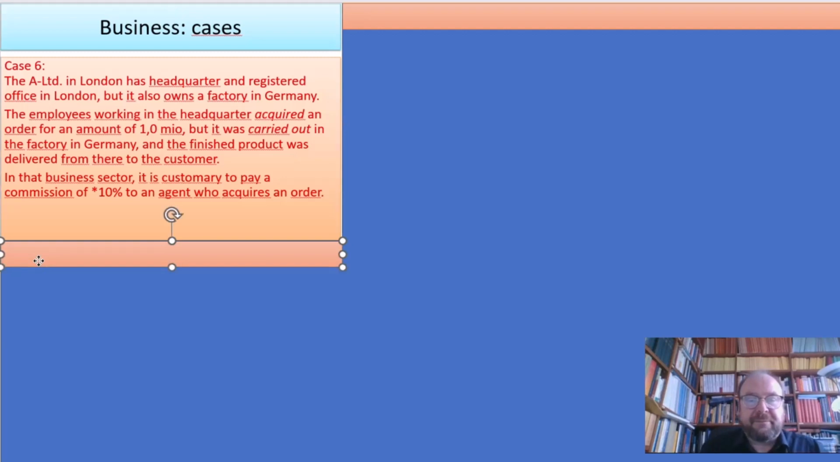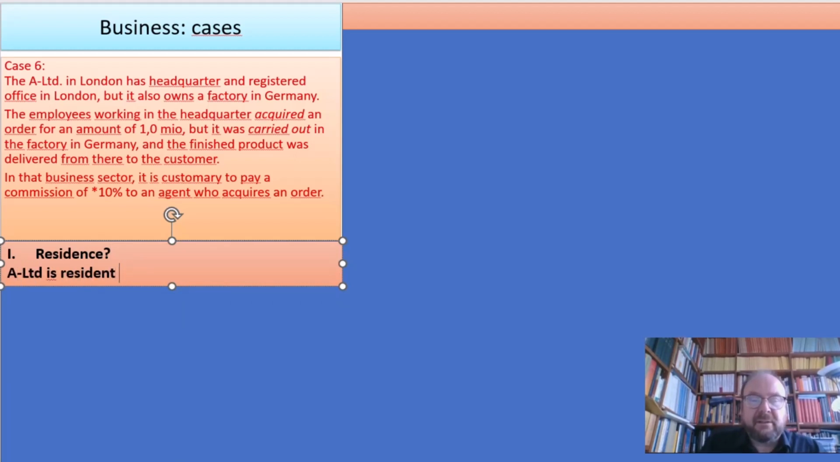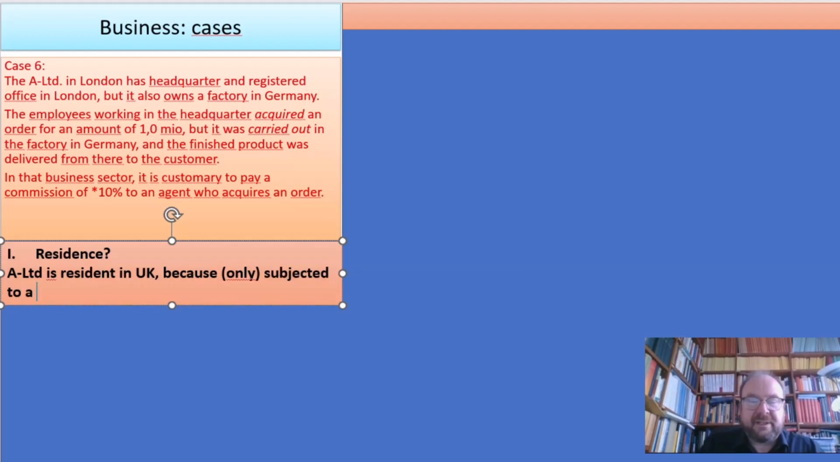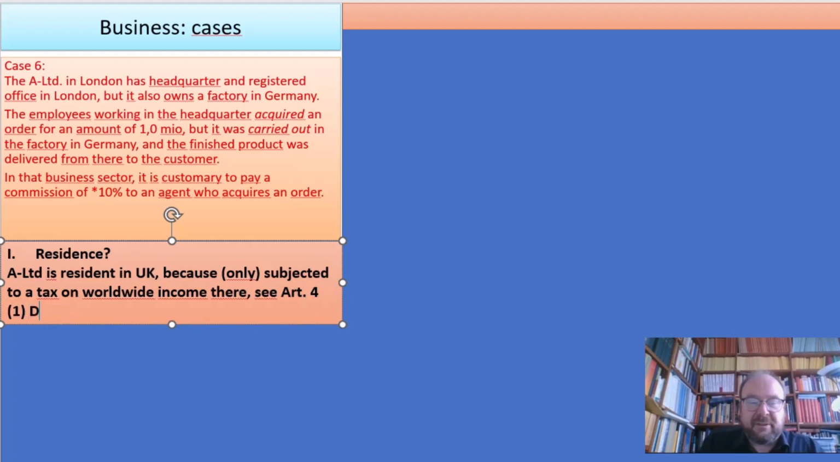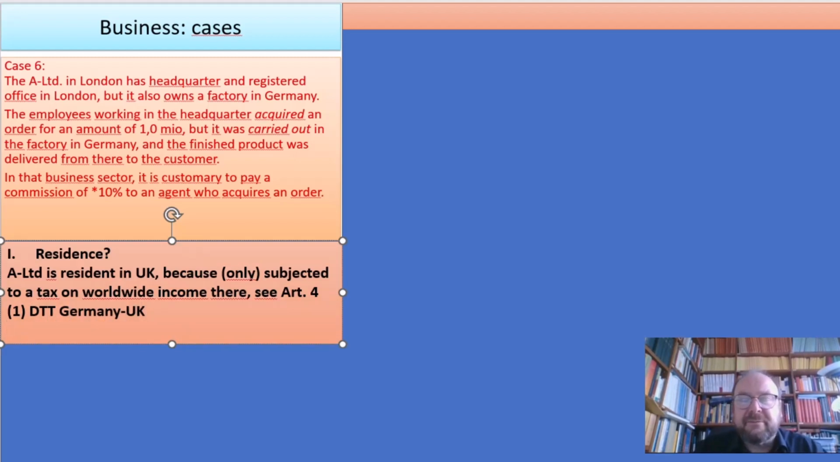So the first aspect is again the residence, and well, that's boring, isn't it? A Limited is resident in the UK because it's subject to a tax on worldwide income there, see Article 4.1. And why do I speak about the tax on worldwide income? Because the expression which you find in Article 4.1, that you are subject there to a tax because you reside, you live there, you have your place of management there, or a similar criterion, means nothing else than a worldwide tax.